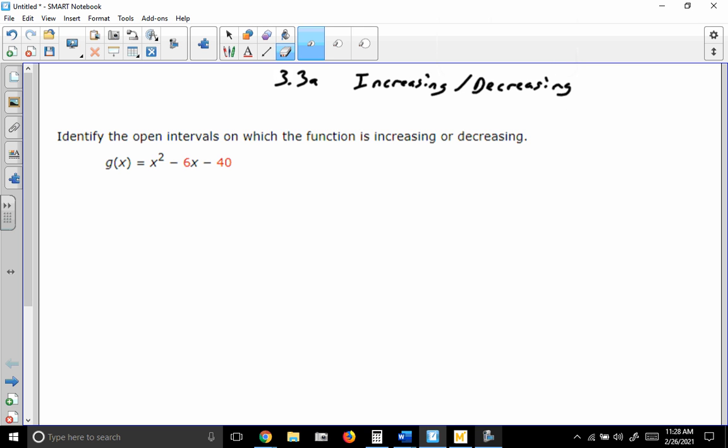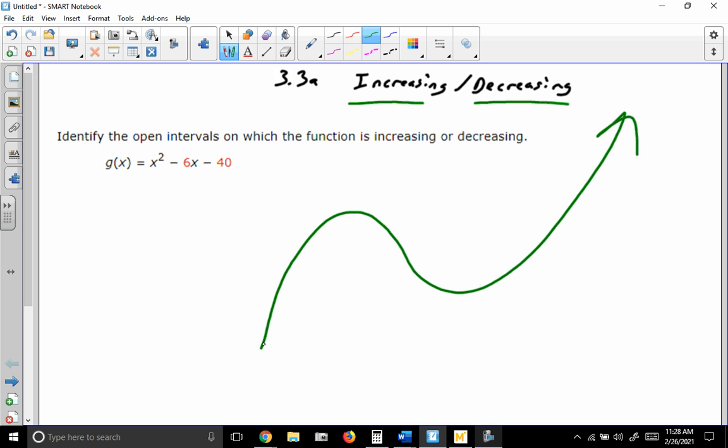Okay, so when we look at 3.3, the first thing that we're going to look at is where functions are increasing and decreasing. So let's imagine that we have this nice, smooth polynomial. Then there are times where the graph is going up. So if I cut the graph here and here, then this section is going up, this section is going up, this section is going down.